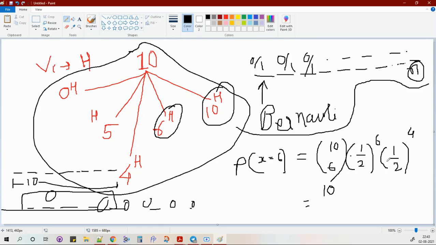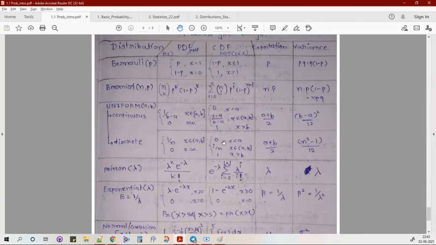If you remember this coin toss example, and I remember, like, what is the probability of getting 6 heads? Even if I don't know the binomial distribution, we solve this kind of problem in probability, but we don't know we are applying the binomial formula. This is the binomial formula: 10C6, 1 by 2 to the 6, 1 by 2 to the 4. So this is nothing but nCk p to the power k, q to the power n minus k. Right?